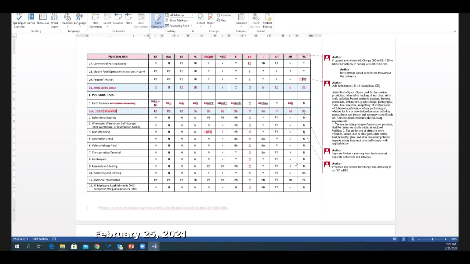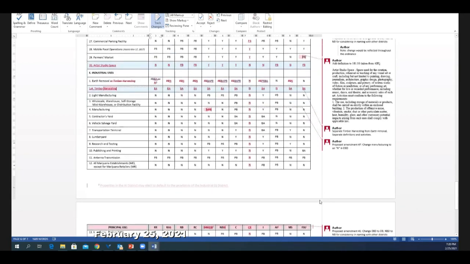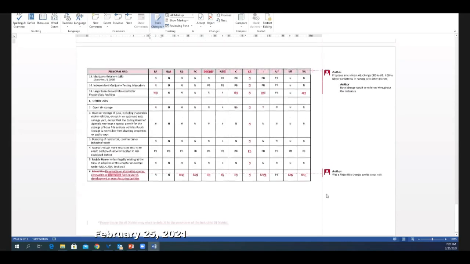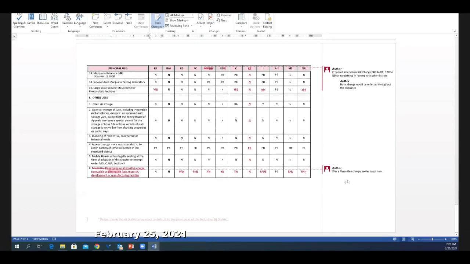All right, would anyone like to propose a change, or should we move on to the next item? Okay. All right, let's keep going. And then this last one, that wasn't a change. That was something already approved. It was just not added from phase one.